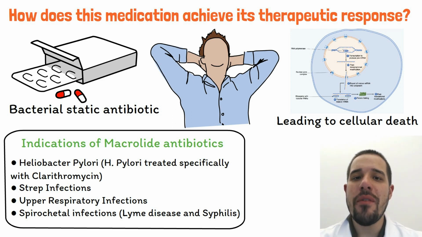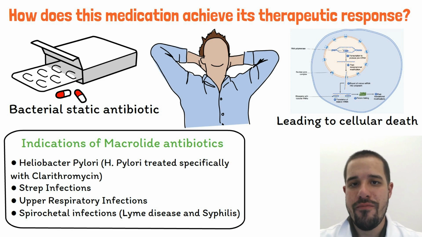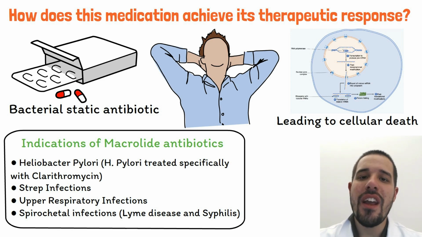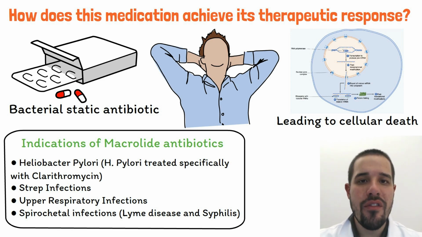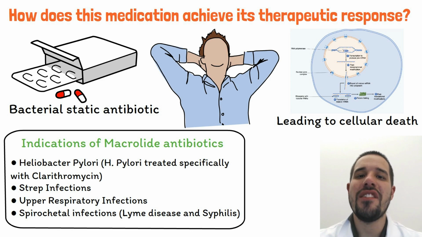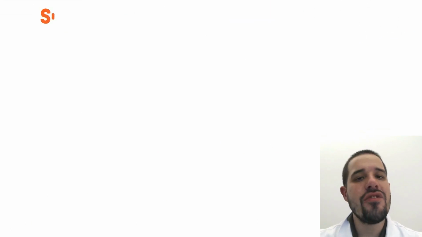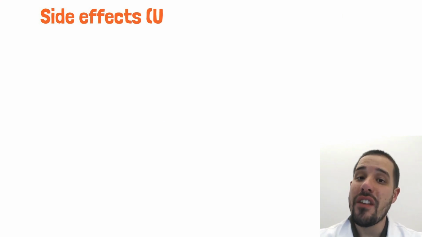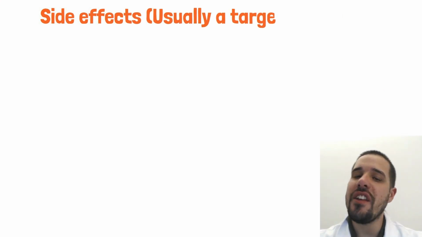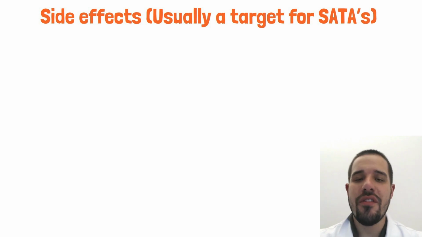Secondly will be strep infections. So, infections with group A beta hemolytic strep, which is more often than not strep throat. You're also going to see this medication used for upper respiratory infections, whether mild or moderate. And lastly, spirochete infections such as Lyme disease and syphilis. STDs are usually a very hot topic in regards to antibiotics, so make sure you know which antibiotics can treat which specific STDs.